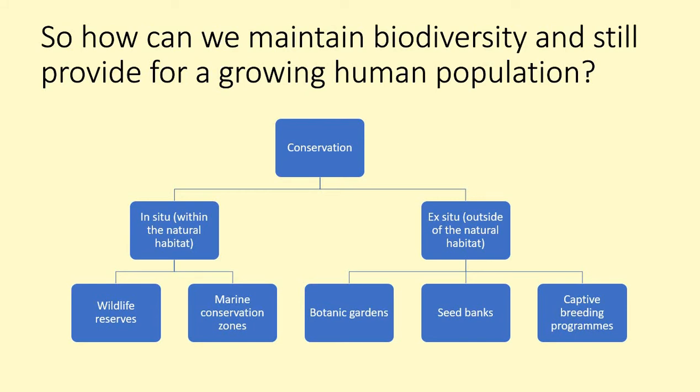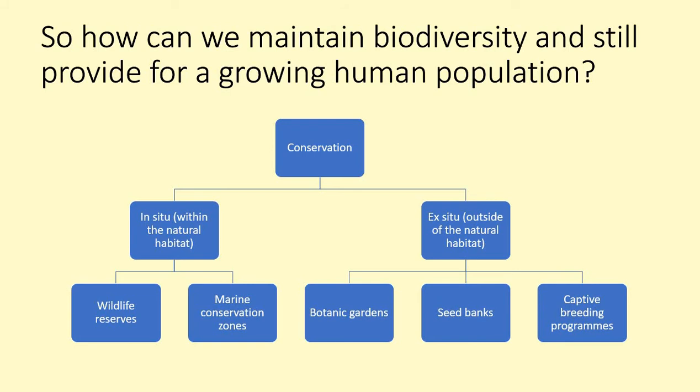So there are 2 types. What we call in situ, which is within the natural habitat, so conservation projects that take place within where those animals, species and plants would normally be, things like wildlife reserves or marine conservation zones.